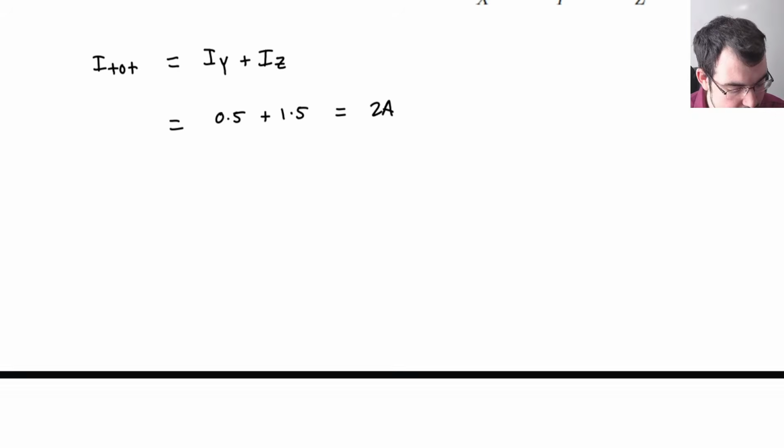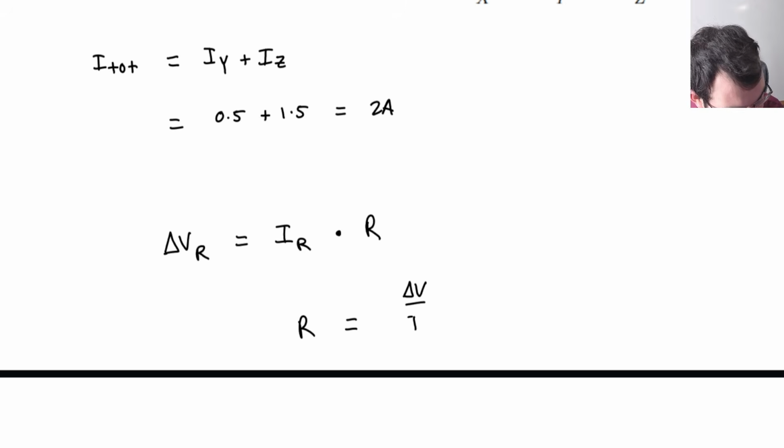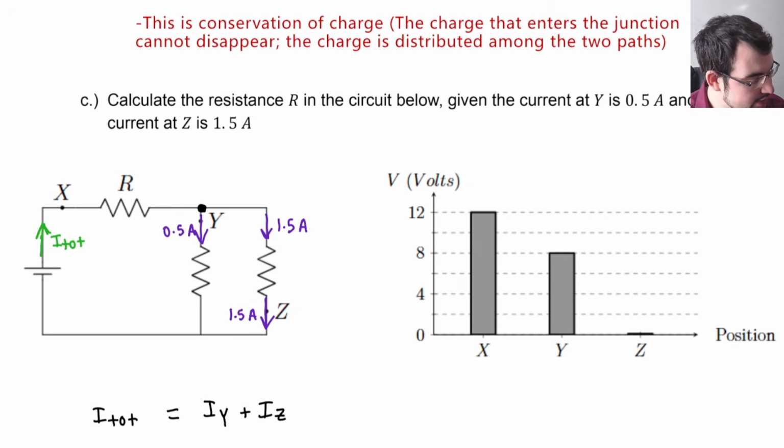Well, we know we're going to use the fact that delta V across the resistance R is equal to the current through the R resistor times the resistance. So we know that the resistance is just going to be delta V divided by I. So we need the potential difference across just the resistance labeled R. So if we color coded our potential here, we would see this is the circuit we end up getting.